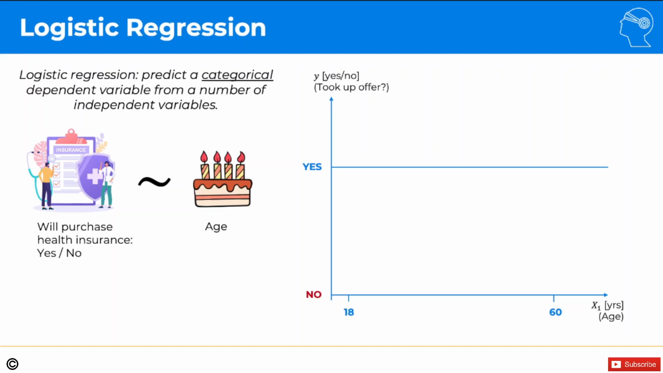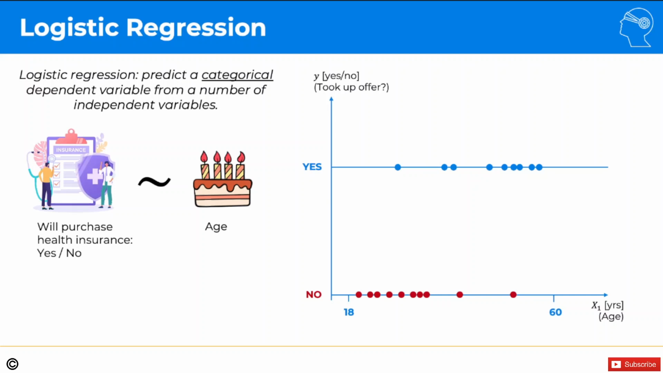So what will our data set look like? Let's say we've got a certain number of observations in our data set. So we know people's age and we know when they were exposed to the offer, whether they purchased or didn't. So these people over here didn't purchase the health insurance, and these people over here did purchase the health insurance. And that's our data set.